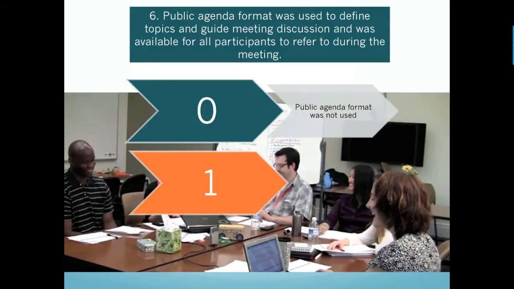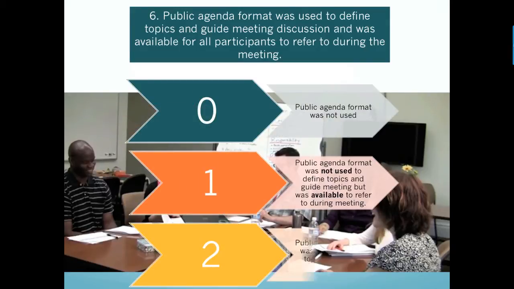Again, 0, 1, and 2 for your ratings. A 0 is going to say that a public agenda was not used at all. A score of 1 is going to say that it was not used to define topics, but it was available. And a score of 2 is going to be that it was available and it defined and guided the meeting discussion.